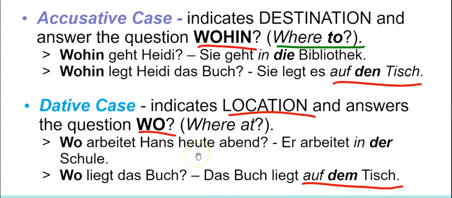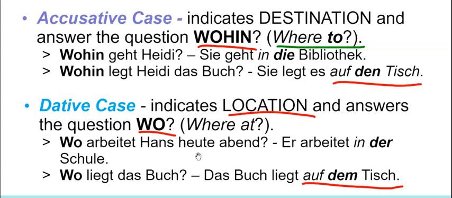So here we can look at the examples. Wo arbeitet Hans heute Abend? Where does Hans work this evening? Arbeitet in der Schule. Die Schule is feminine, it's weiblich. But because we're talking about location, in the school, like at school, then it becomes dative, and the dative of the feminine is der. That's why you have to know the dative case first. So, Hans arbeitet in der Schule.